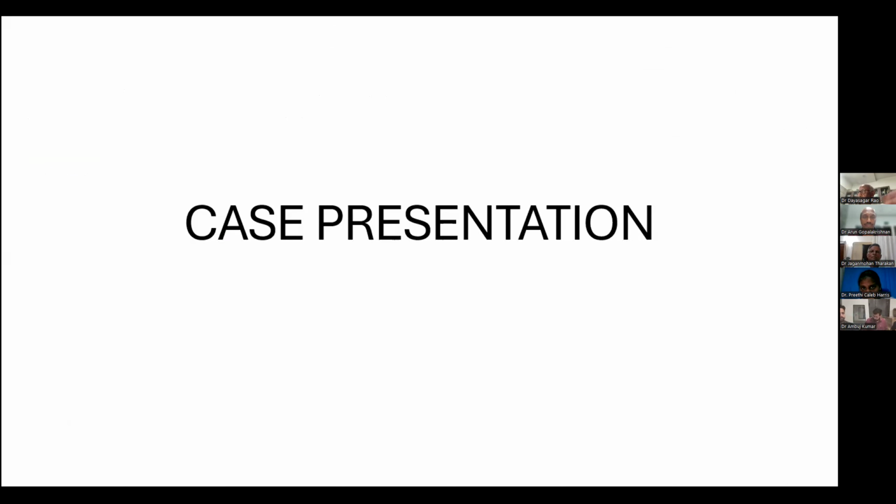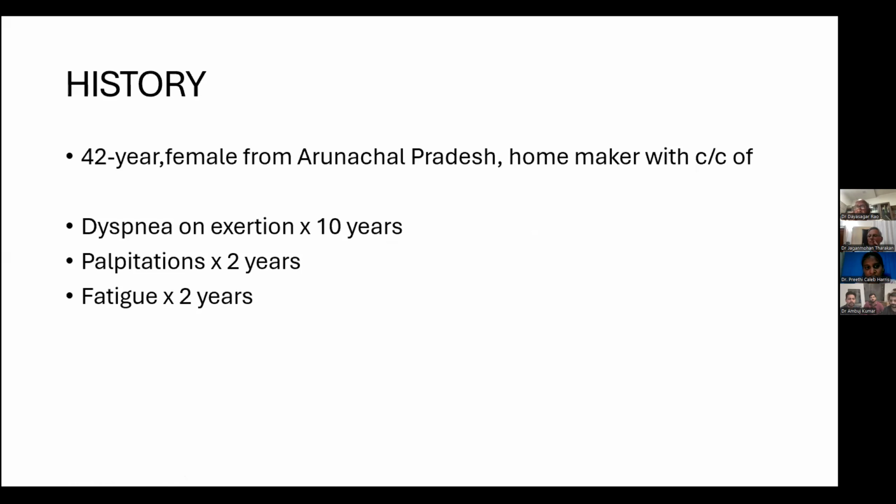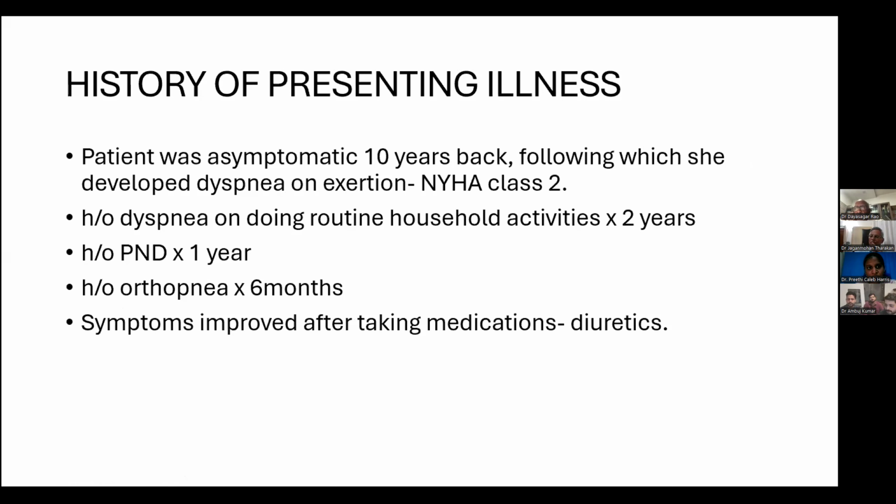My patient is a 42-year-old female from Arunachal Pradesh, a homemaker, who presented with complaints of dyspnea on exertion for the past 10 years, palpitations for the past 2 years, and fatigue for the past 2 years. History of presenting illness: the patient was asymptomatic 10 years back, following which she developed dyspnea on exertion suggestive of New York Heart Association class 2, and she remained in class 2 for 8 years. After that, she developed dyspnea on doing routine household activities for 2 years, suggestive of class 3 New York Heart Association. She also gives history of paroxysmal nocturnal dyspnea for 1 year and orthopnea for 6 months.